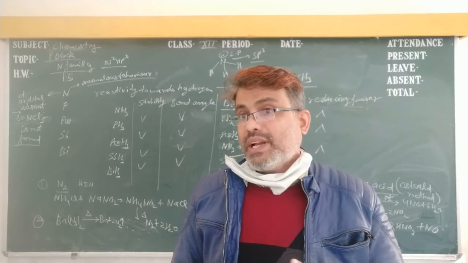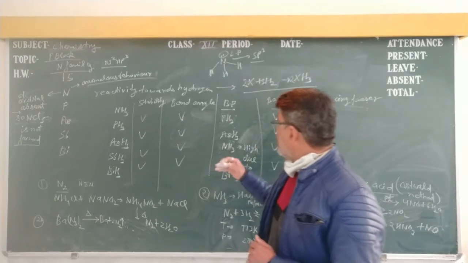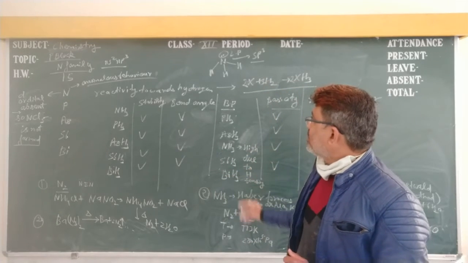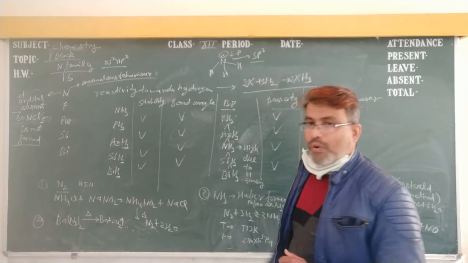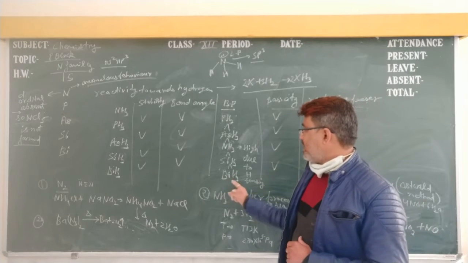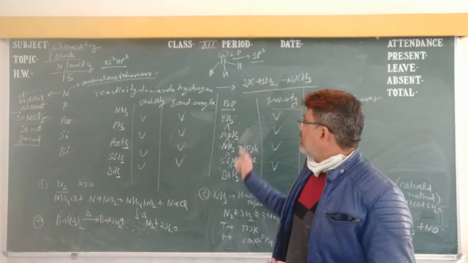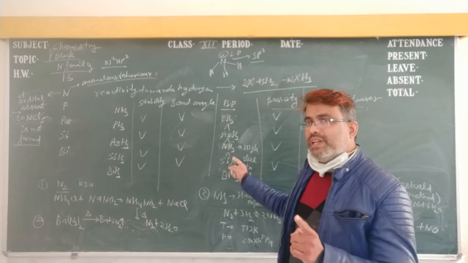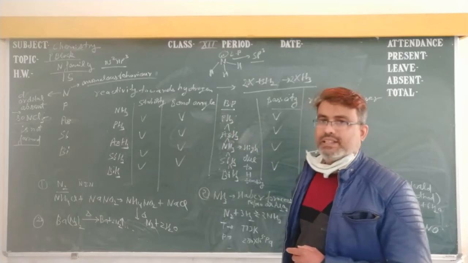But according to that, what does it mean? There should be an increase in the boiling point. But exceptionally, if we see, okay, SbH3 and AsH3, they have high molecular mass, so they have a high boiling point. But if you see exceptionally, ammonia has a higher boiling point than PH3 and SbH3.